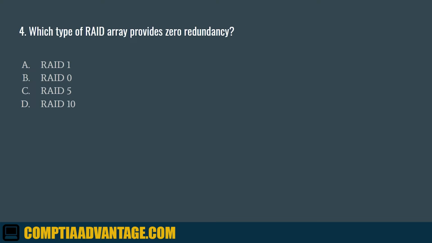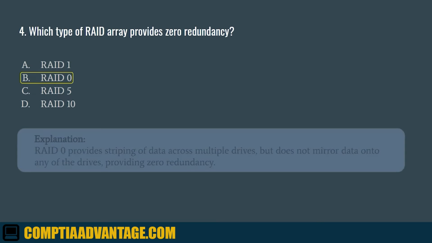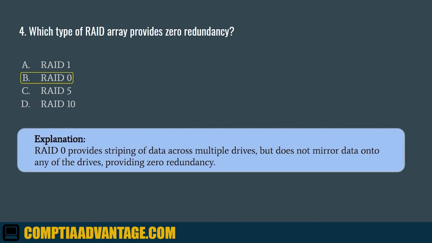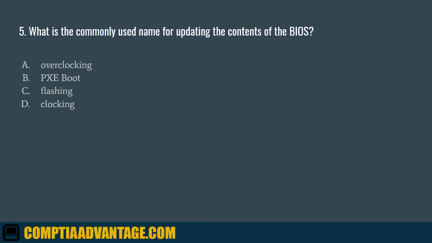Question 4. Which type of RAID array provides zero redundancy? A. RAID 1, B. RAID 0, C. RAID 5, D. RAID 10. The correct answer is B. RAID 0. RAID 0 provides striping of data across multiple drives, but does not mirror data onto any of the drives, providing zero redundancy.